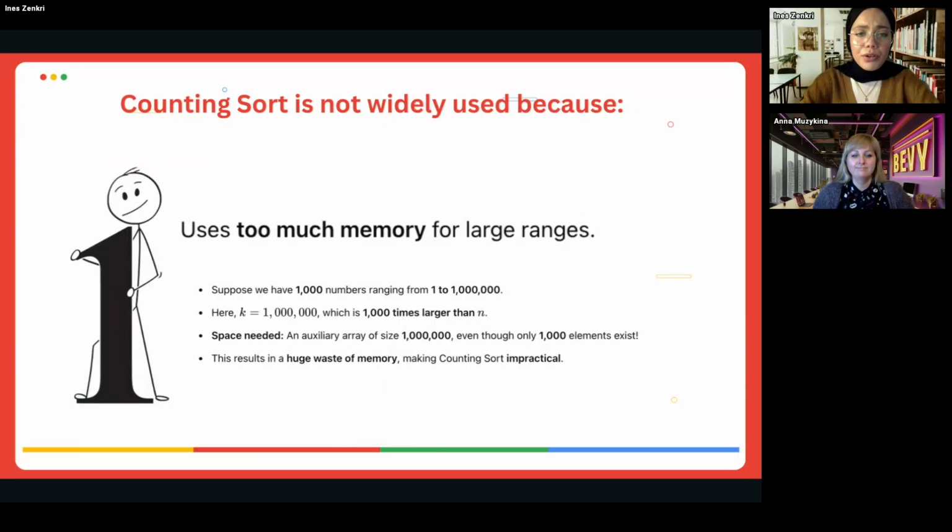For example, suppose you have 1,000 numbers ranging from 1 to 1 million, and so your k, which is your max value, is 1 million in this case. So the count array will be really big. So it won't only have a much bigger time complexity, but also the space complexity won't be really efficient. So it has a huge waste of memory.